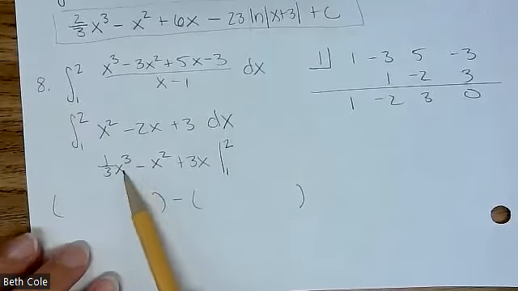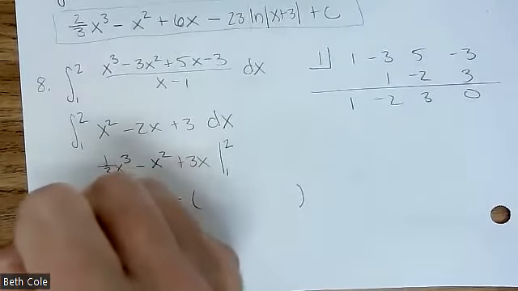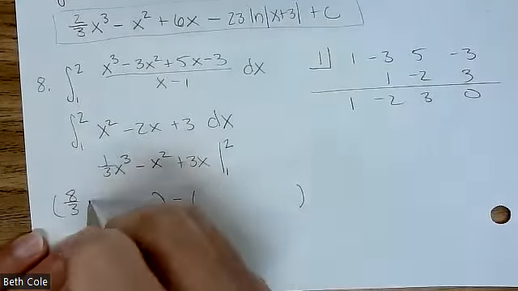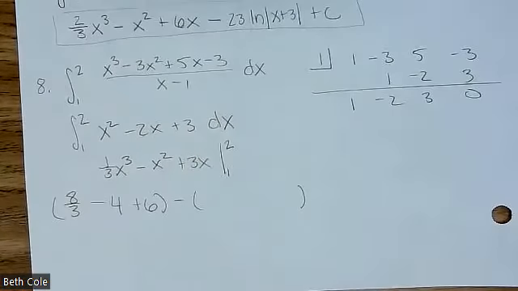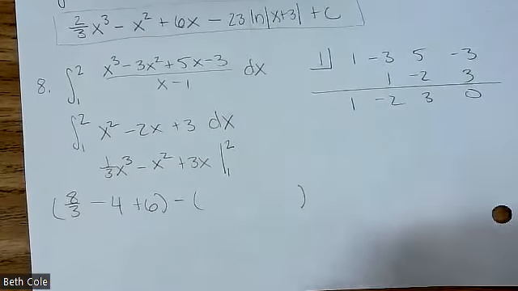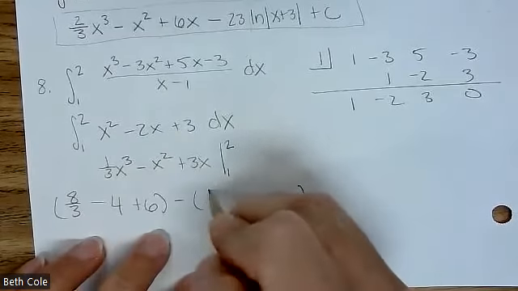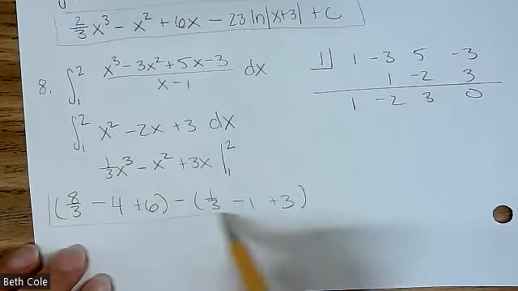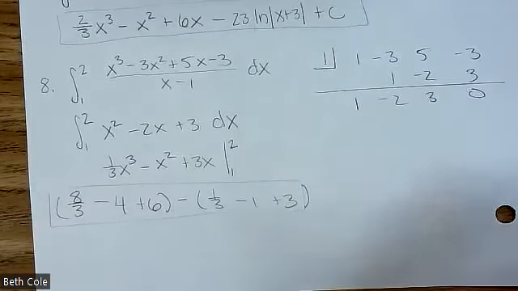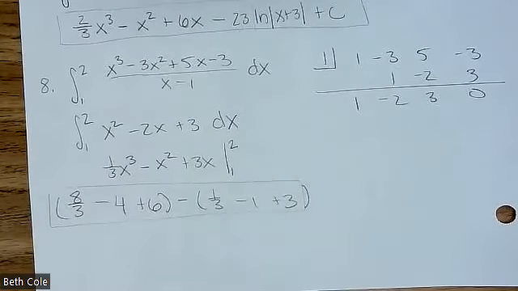So if we plug in 2, 2 cubed is 8, that'll be 8/3 minus 2 squared is 4, plus 6. And then if you plug in 1, that'll be 1/3 minus 1 plus 3. I will let us stop with that, but if I forced you to go through the rest of the way, like in a multiple choice situation, could you fight through that? You would have to be able to, okay?